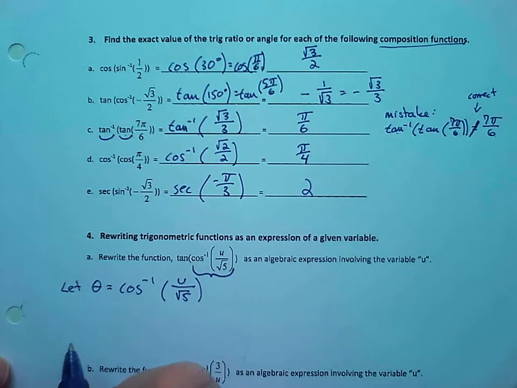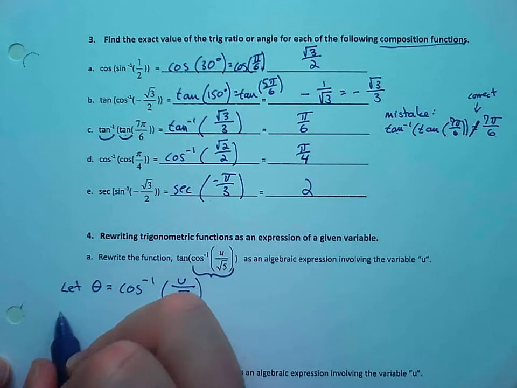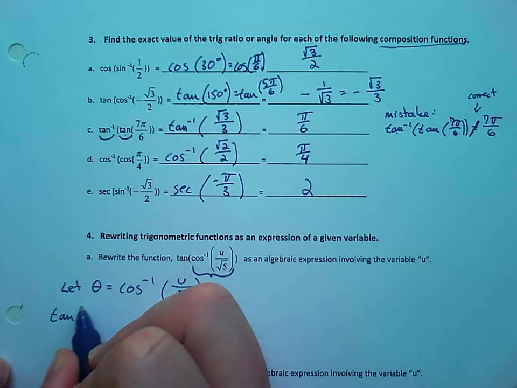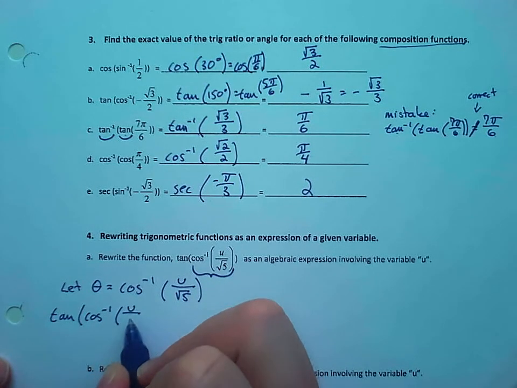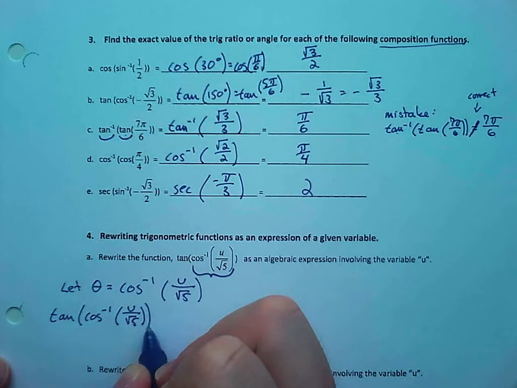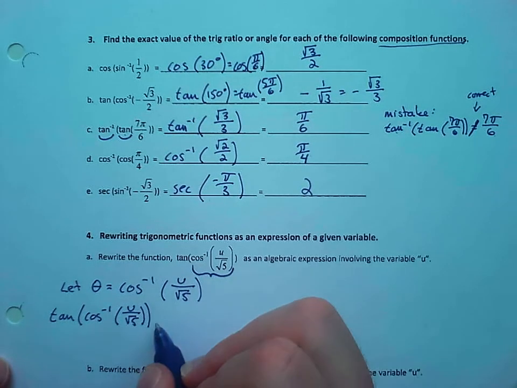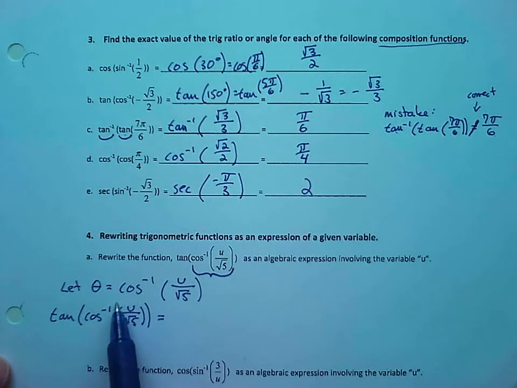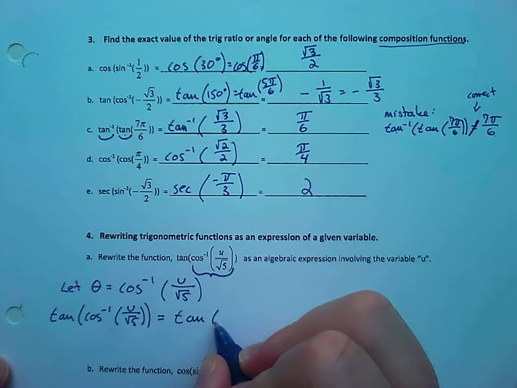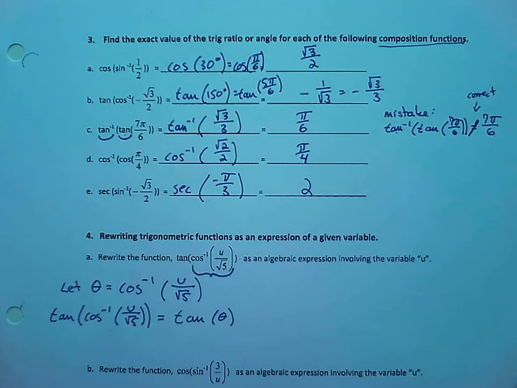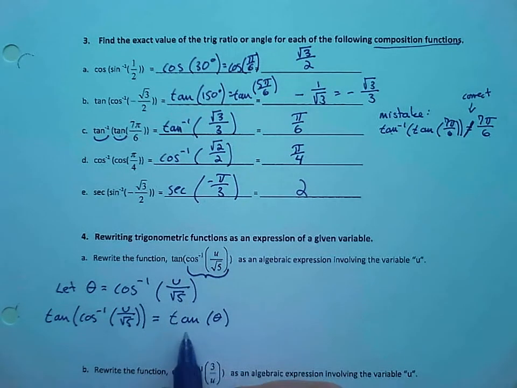So therefore, our original problem is going to become the tangent of the arc cosine of u divided by the square root of 5. This is the problem that we're starting with. All I did was copy it down. If I'm calling all of this stuff in here theta, this is going to become tangent of theta. Alright, so that at least now looks a little bit less convoluted.